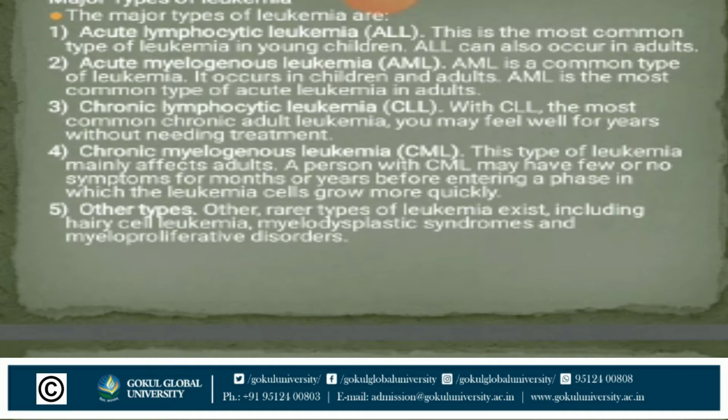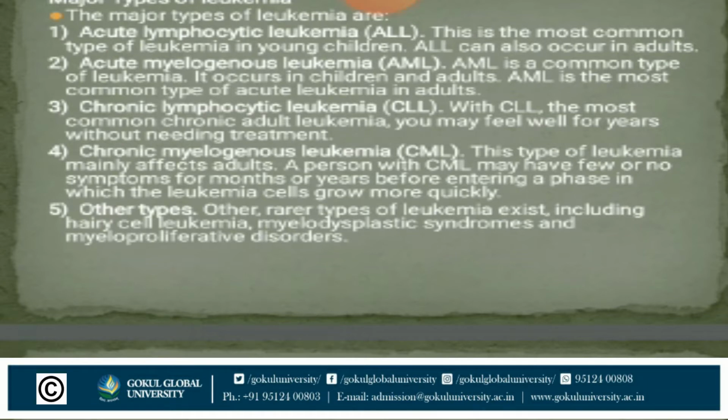In the first one, acute lymphatic leukemia, or lymphocytic leukemia, this is the most common type of leukemia in young children, but it can also occur in adults. Then acute myelogenous leukemia is a common type of leukemia. It occurs in children and adults, and it is the most common type of acute leukemia in adults.